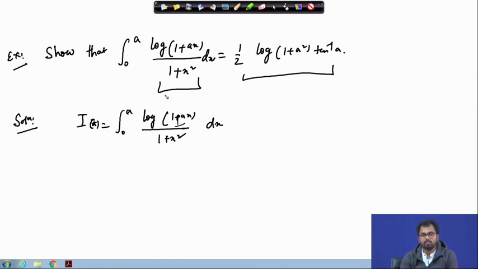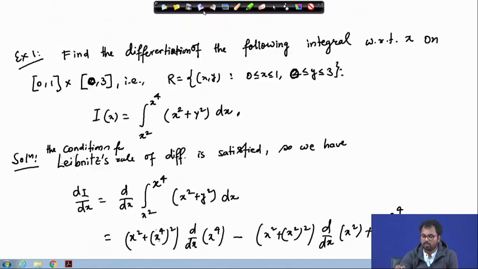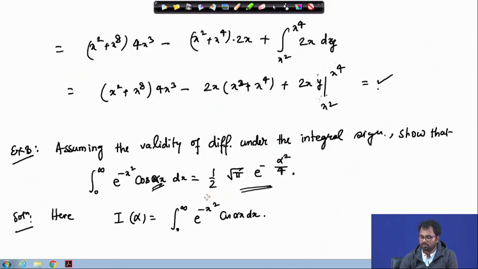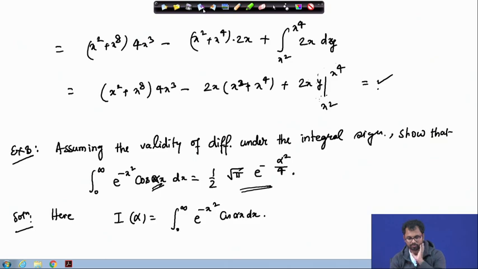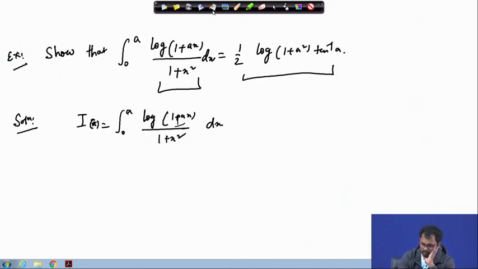Here we have to use the Leibniz rule of differentiation. Before, we used the simpler theorem 1 of differentiation under the integral sign, but in this case we have to use the Leibniz rule. So the Leibniz rule can be applicable here.